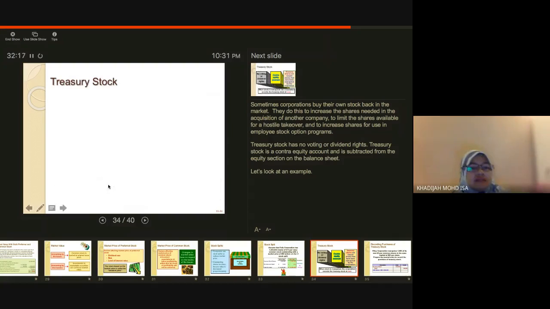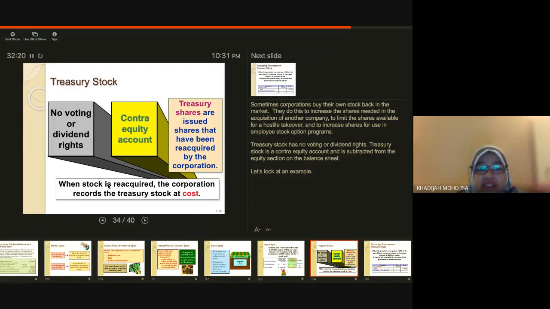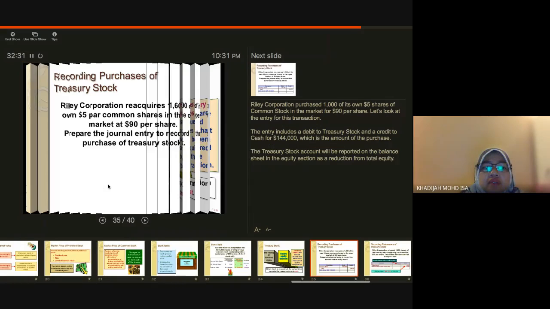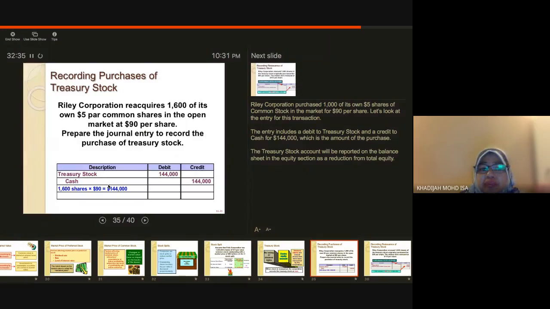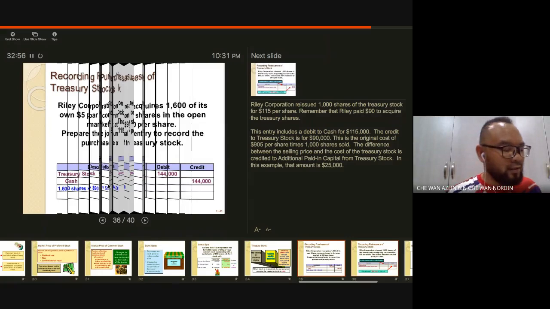The treasury stock I mentioned earlier: treasury shares are issued shares that have been acquired by the company. The buyback, where the company buys back the shares from the public. When you buy treasury shares, you debit your treasury stock and credit your cash. You have to pay for the shares. Normally you credit your shares, but for treasury stock you buy back, so you debit it. You call it treasury stock.